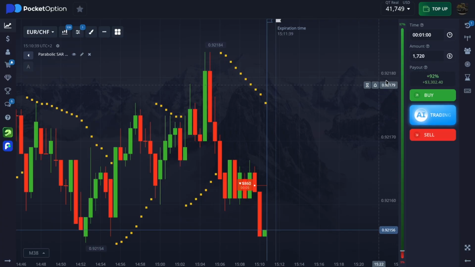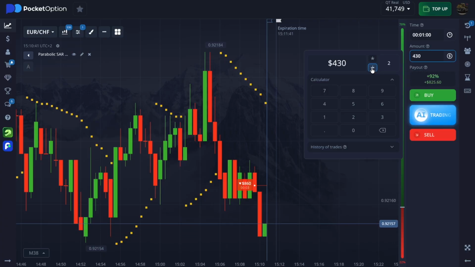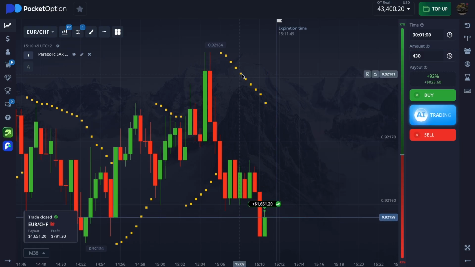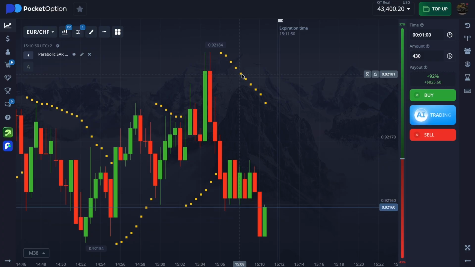Therefore, I think it's possible to return the original trade amount of $430. Yes, my trade is closing in profit. I recover all my loss and take a bit of net profit on top. Here's the kind of strategy I use.